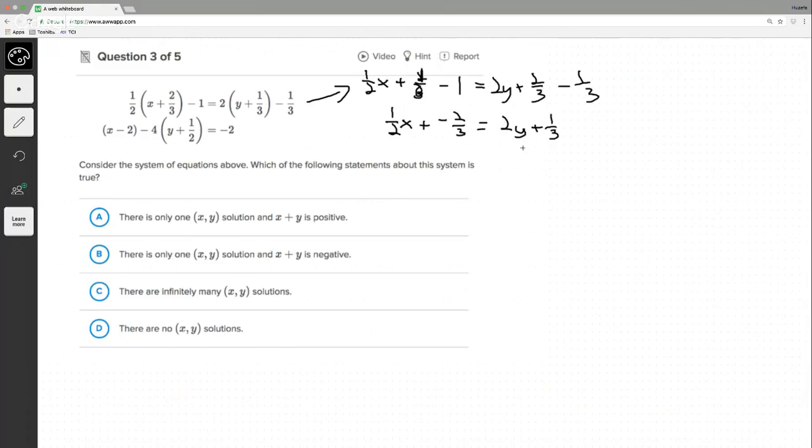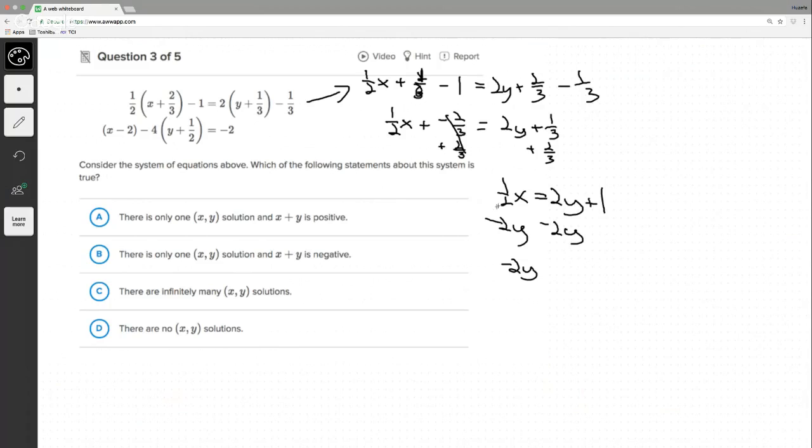So 1/2 x plus negative 2/3. We'll move this guy. Let's add this to both sides. Let's move this over here. 2/3 plus 2/3. I'm just going to do it because it keeps it positive. Now we have 1/2 x equals 2y plus 1. Let's move this over here.